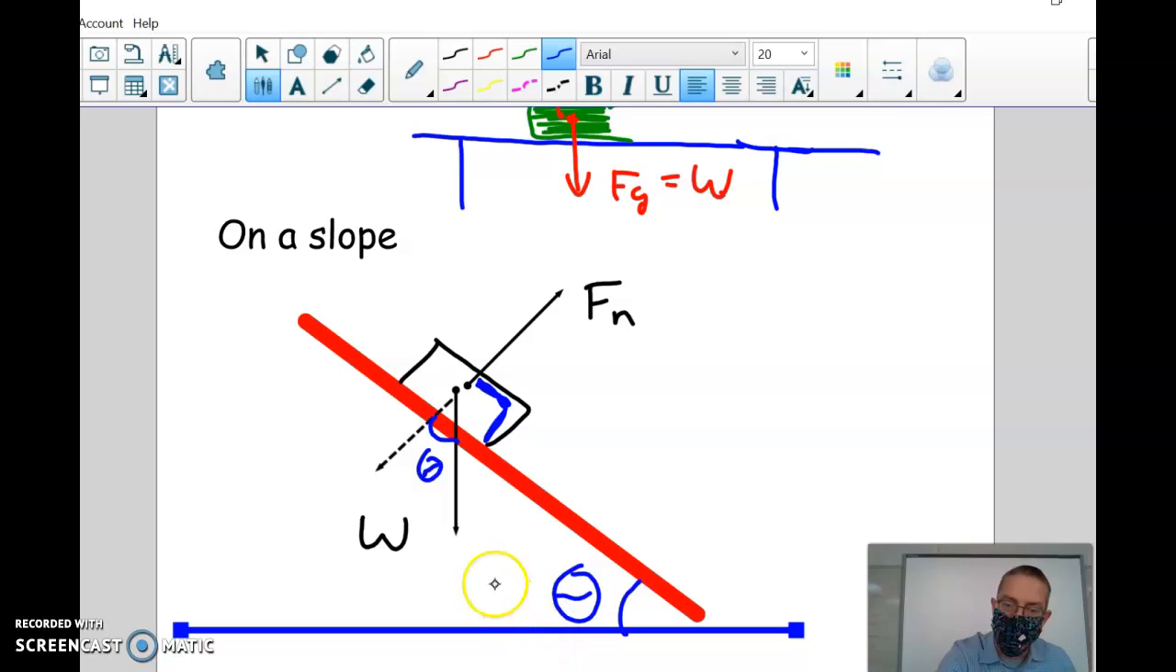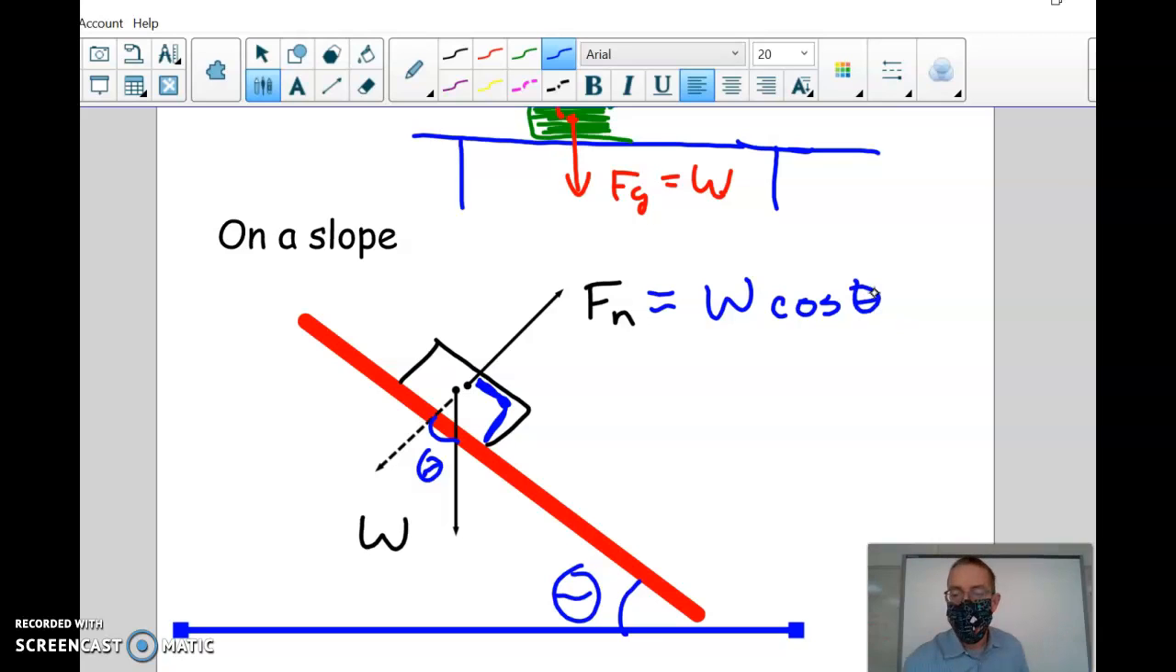This leg right here is the same as that leg in this relationship. So really, this force pushing back is trying to respond to the force of the weight right here. And that is going to equal the weight times the cosine of theta. So my normal force in this case is going to equal my weight times the cosine of theta. Now, all other things being equal, if there's no friction on this slope, then here's what would happen.